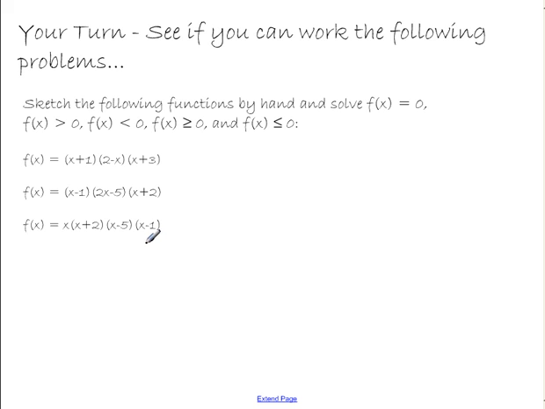So use your calculator to help you if you need to, but the goal is to try to get as much as you can do by hand, and then if you need to, use a graphing calculator to help you fine-tune some of those points.